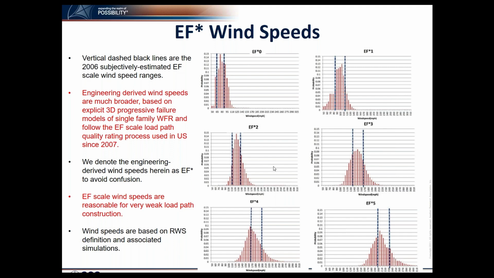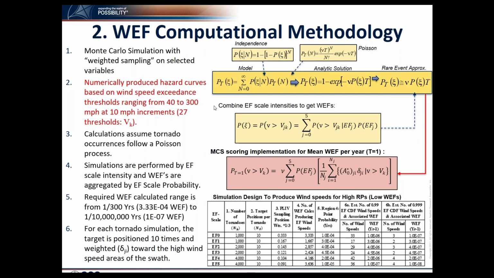When the load paths are very strong, that's when the EF scale doesn't accurately predict the wind speed distributions. Computation methodology: using a well-known wind speed exceedance frequency equation. This is basically using a Poisson process to model the tornado occurrences, because tornadoes are a rare event, and we use the total probability theorem to combine all the wind speed exceedances to get one wind speed exceedance frequency.